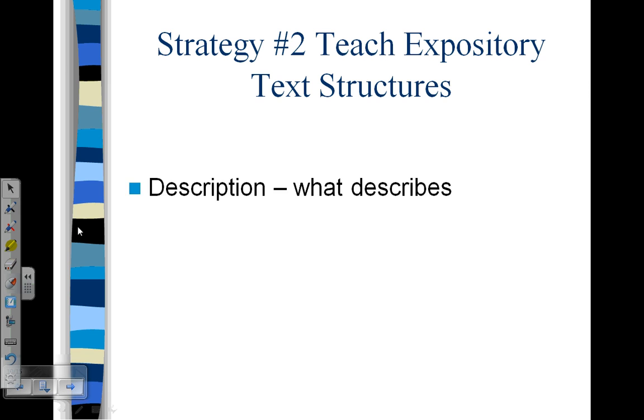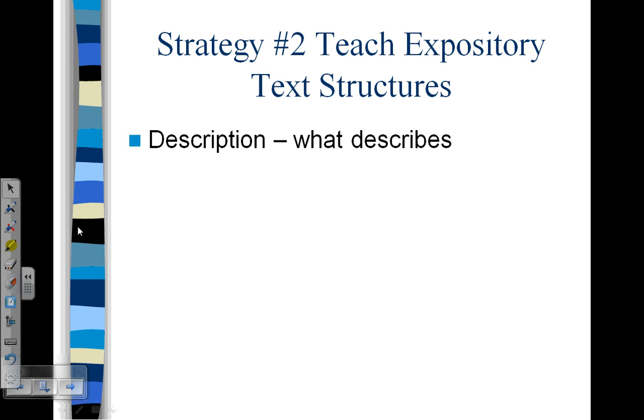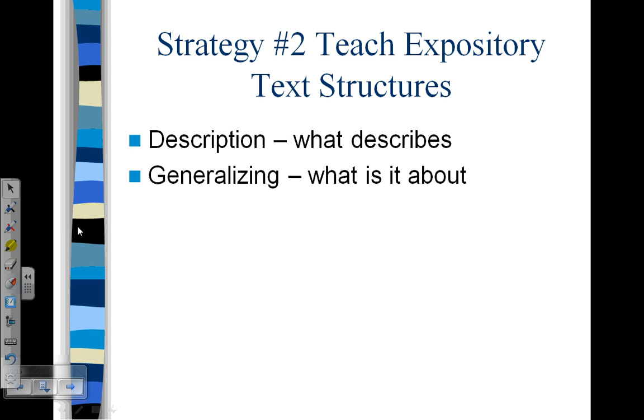Teaching expository text structures. They're very simple. We already do this when adults read, when we're trying to figure out a manual or trying to study. We already do these things automatically. We look at description text structures, or generalizing. When we read it, we just generalize what it's about. This goes with strategy 1 in the storytelling. Can you read it and then just turn and tell someone what you just read, or generally what it was about? Argument text structures, which would be proof or evidence.